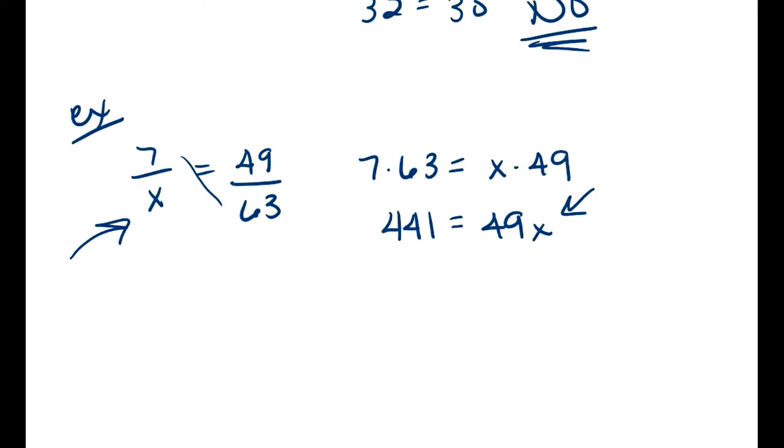Okay, we want to isolate x. How do we solve for x? And again, hopefully you're feeling more comfortable with this. We solve for x by recognizing that 49 is being multiplied by it. And we undo multiplication with division. And so we could divide 441 divided by 49, and I'm going to get 9.